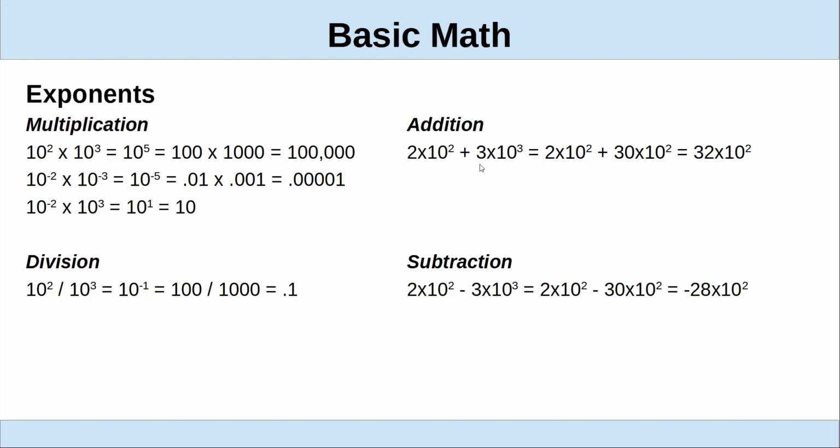To do addition, you essentially have to normalize them to the same exponent. So if I want to add 2 times 10 to the second plus 3 times 10 to the third, I convert one of them, so it's easier to do this one. So that's equal to 30 times 10 to the 2, and I can add it to 2 times 10 to the 2, and it comes out 32 times 10 to the 2. Likewise, if I'm subtracting, I just have to get the exponents the same. So whatever I have to do to get them to the same power, and then I can add or subtract.